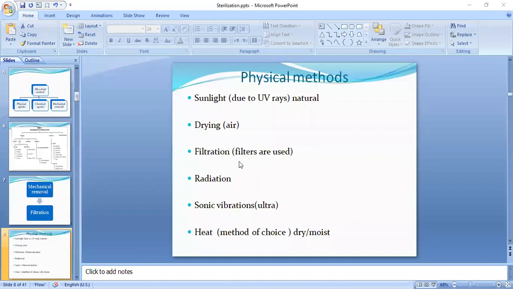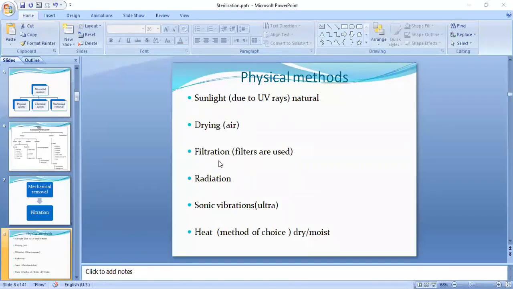Filtration, the filters are used. The water that is filtered we use in daily life. So filtration is one of the methods of escaping the microorganisms. To get rid of the microorganisms, filters are used, and thus the water is capable of being drunk.